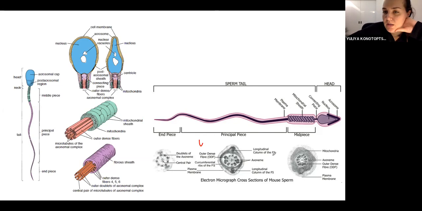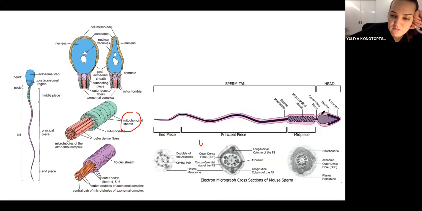In the middle piece, we have something called the mitochondrial sheath, because that's the area where the majority of the mitochondria will be located. So that's like a little tiny engine of the spermatozoa. We make ATP so this flagellum can be moving. Could you have mitochondria in the head? Well, of course, according to the book and lecture, you cannot.